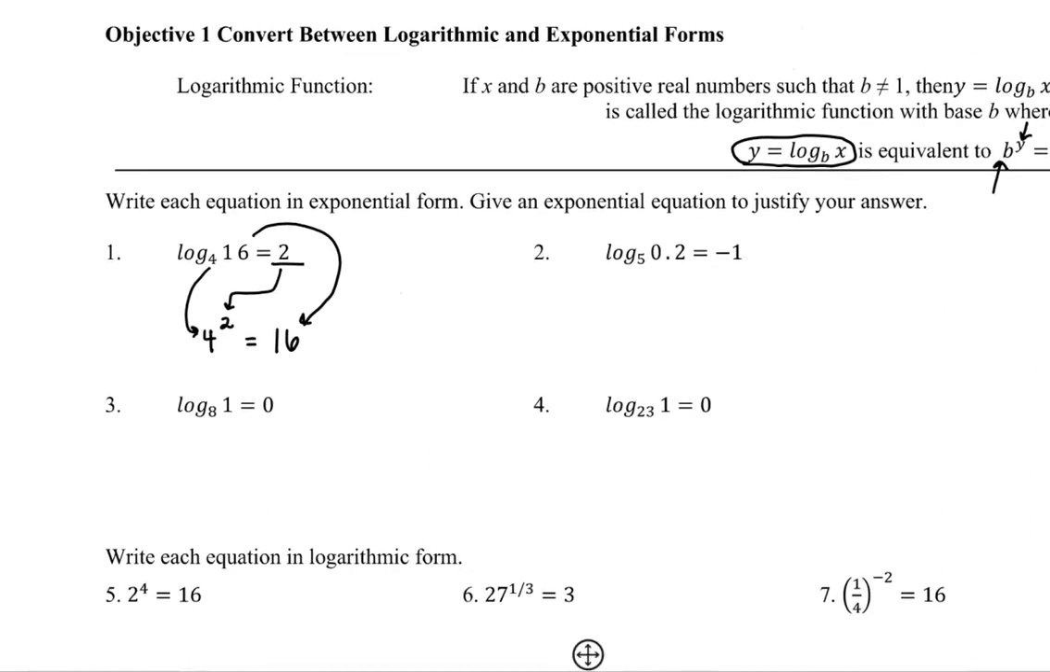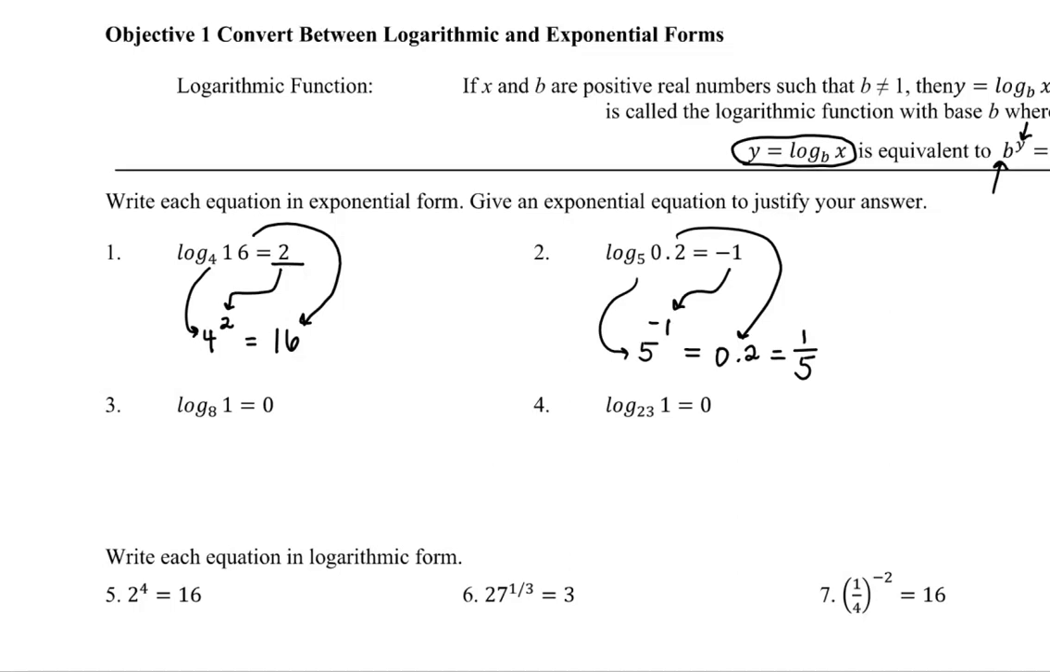Similarly, in number 2, log base 5 of 0.2 is equal to -1 because -1 is the exponent that goes on the base of 5 in order to get what was on the inside of the logarithm. And note that 0.2 is the same thing as 1/5.